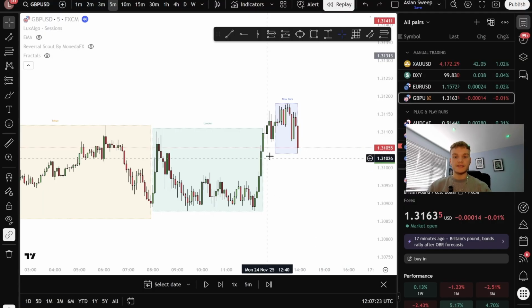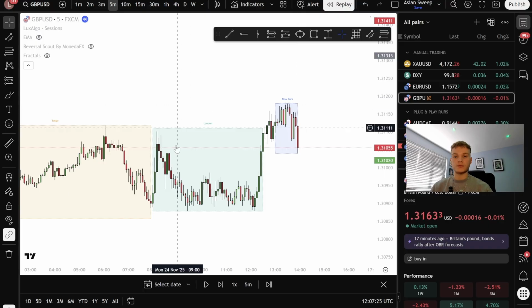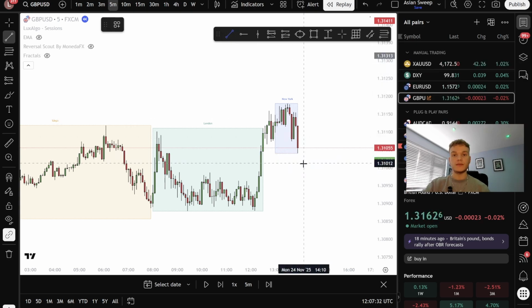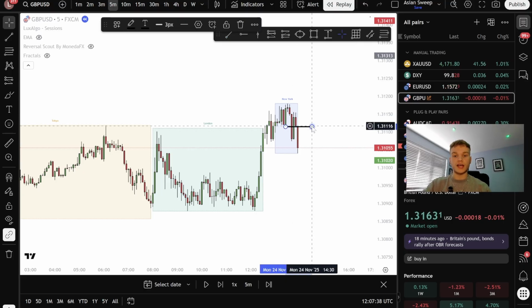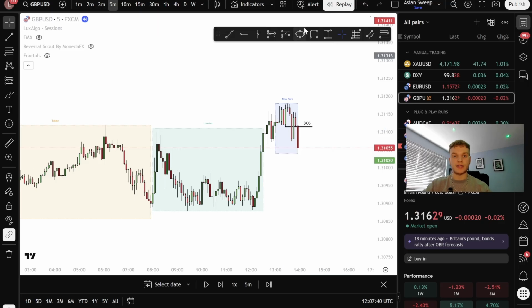As you can see, when we entered into New York Open, we had a sweep of the previous session's highs, which in this case would be the London session highs. Once we've made that sweep of liquidity, we were then looking for a breaker structure to the downside to confirm our direction for the trade we want to take. Now, our breaker structure actually went ahead and came from this 2 candlestick pattern here.